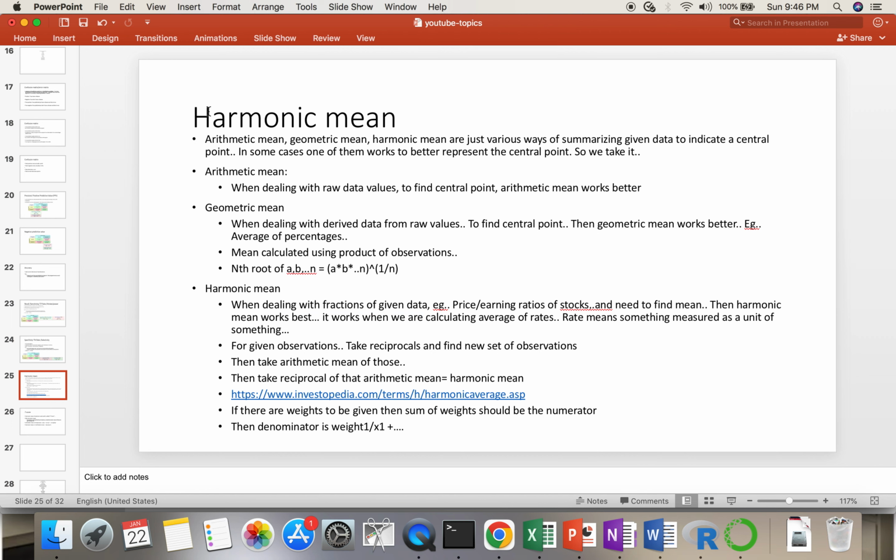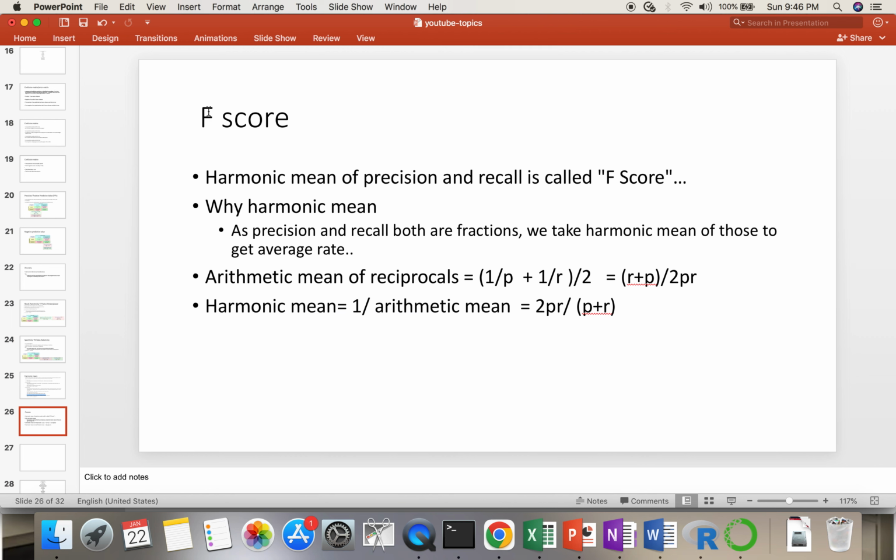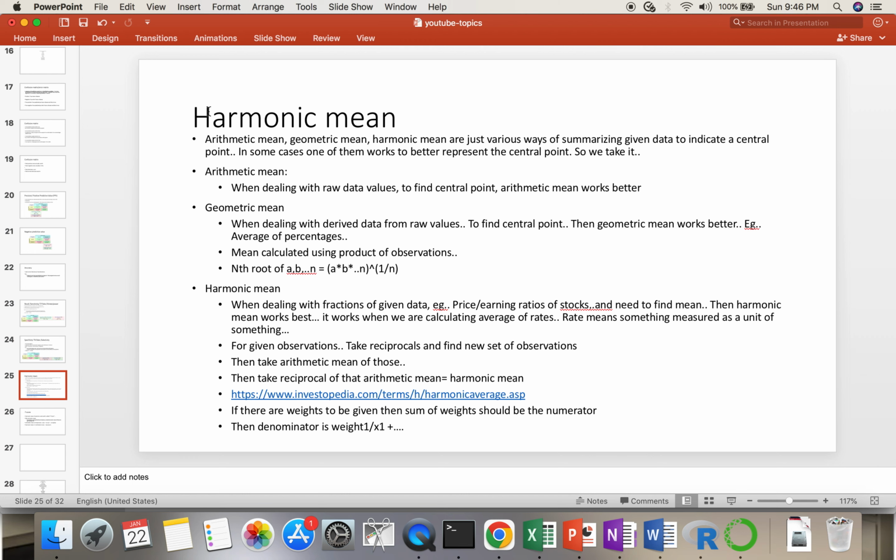Now, before we go to the F score or F1 score, we need to know what is harmonic mean. Arithmetic mean, geometric mean, and harmonic mean are just various ways of summarizing the data to indicate a central point in that data, and one of those formulas works best based on the situation or the problem in question.